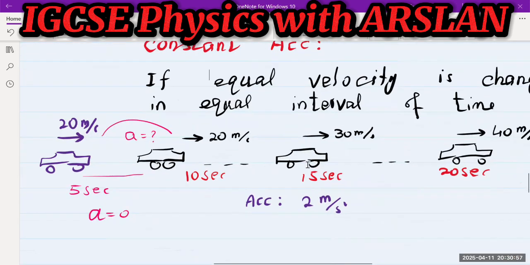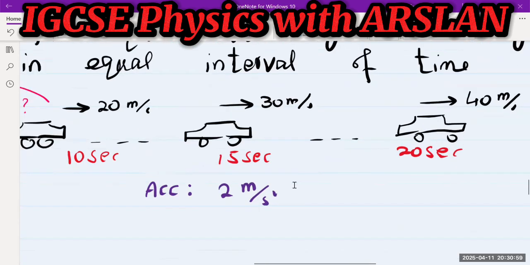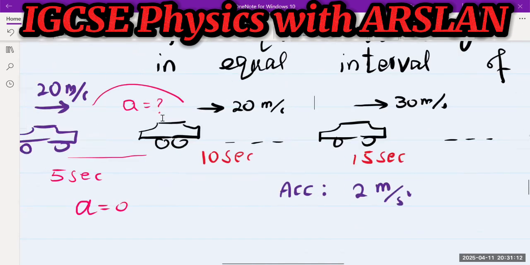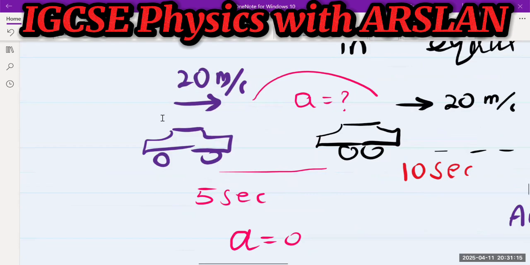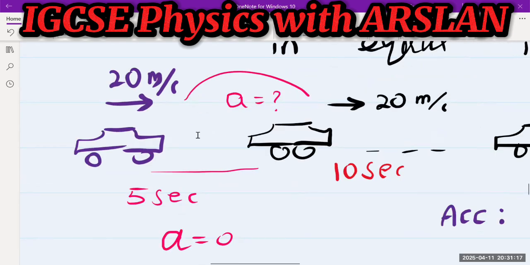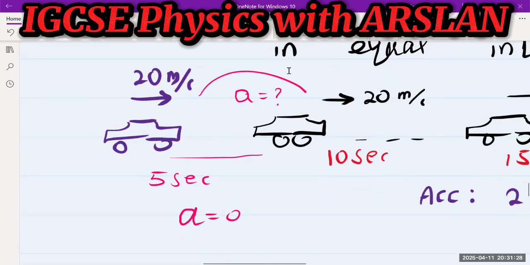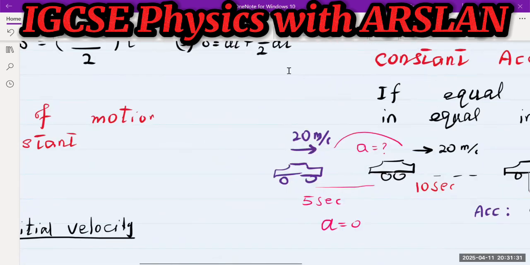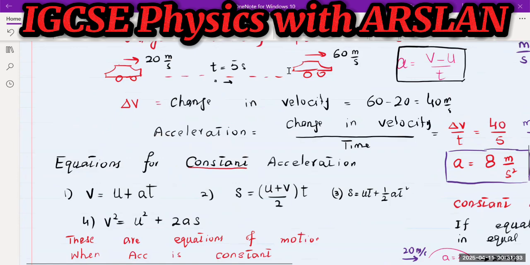For example, there are some cases. First 10 seconds, the velocity changes by 20. In the next 5 seconds, the velocity changes by 30. So in each case, the velocity is being changed 10 meters per second. But if you see the first case, in 5 seconds the velocity is still the same, 20 meters per second, 20 meters per second. This means acceleration is zero because change in velocity is zero. 20 minus 20 is zero. So this is about acceleration.